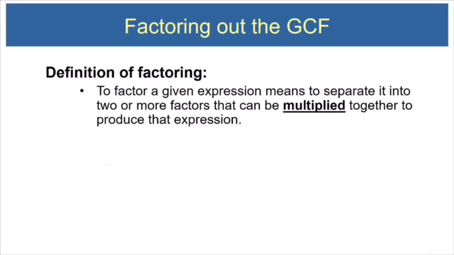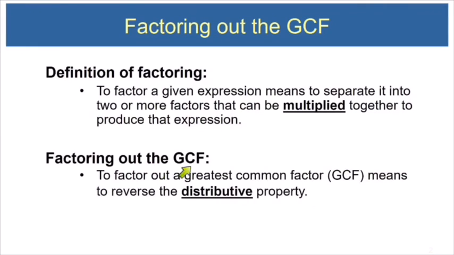First, let's talk about what it really means to factor. To factor a given expression means to separate it into two or more factors that can be multiplied together to produce that expression. So basically, factoring is unmultiplying. Now, when we talk about factoring out the GCF, what we mean is we're going to factor out the greatest common factor. And this is just reversing the distributive property. So you know how to distribute. When we factor out the GCF, we are basically undistributing. So we're just reversing the distributive property.